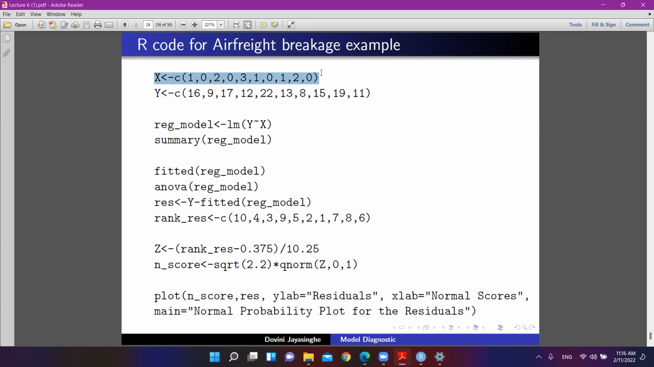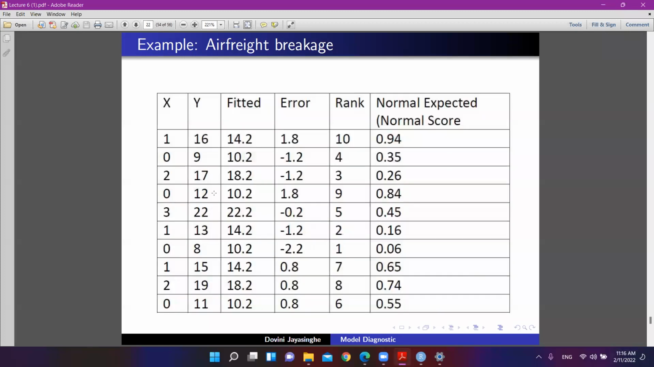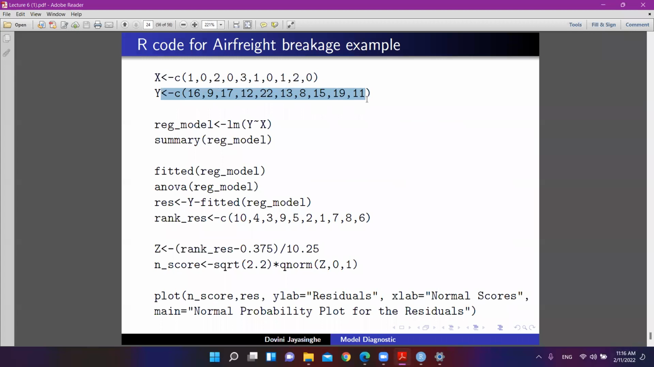So I record all the values of X here as a vector, and the Y values are recorded like this. And by using R, I'm fitting a regression model. It's just a matter of giving this command. You don't have to learn this. I'm just telling you how I got this. Okay. And you are getting the summary.